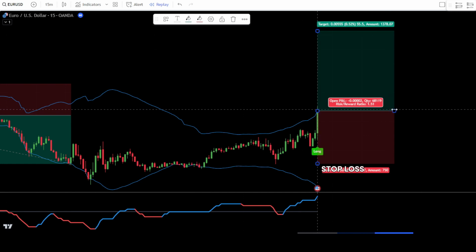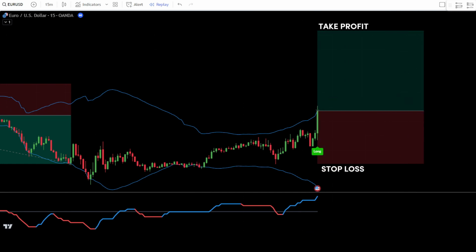Place the stop loss at the last swing low. Use a take profit target with a risk-reward ratio of 1 to 1.5.